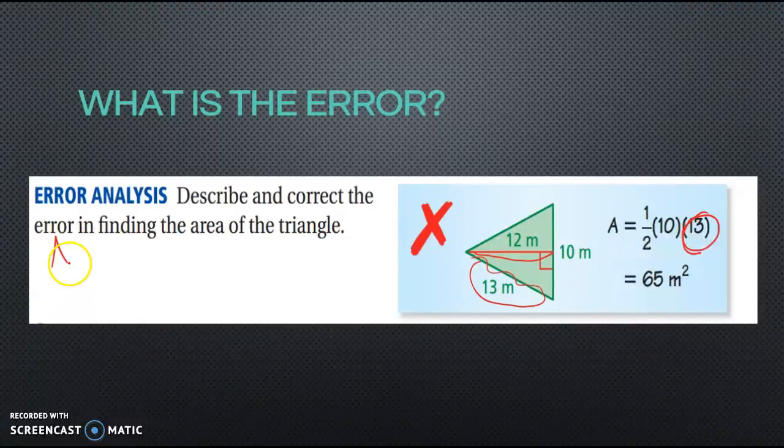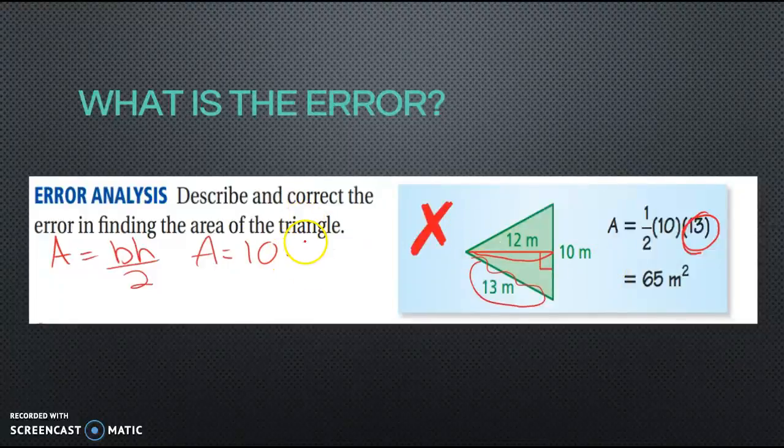So if you were to do it correctly, you would have base times height over 2. You would use, for your base, 10 just like they did. Now for your height, you would use 12, and then you divide that by 2. And if you were to do all the math on that, you get 10 times 12 is 120, divided by 2 is 60, so your final answer would actually be 60 meters squared.